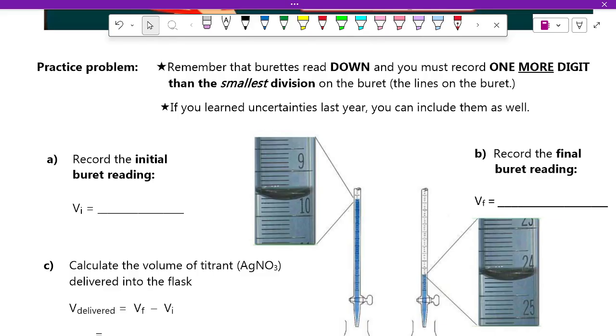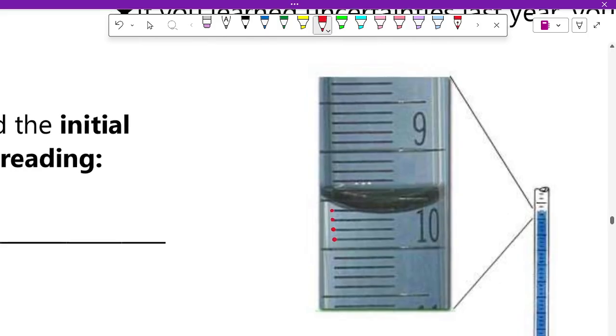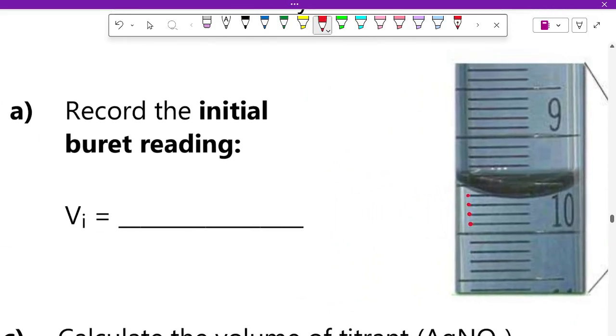I'm going to zoom in here because I can do that. Isn't that nice? Hopefully you remember that these things read down, so it's going to be 9 point something. This is 9.9, 9.8, 9.7, 9.6. So we're just past 9.6. Are we halfway? No, so we're going to be somewhere between 9.60 and 9.65. So like 9.62, maybe?